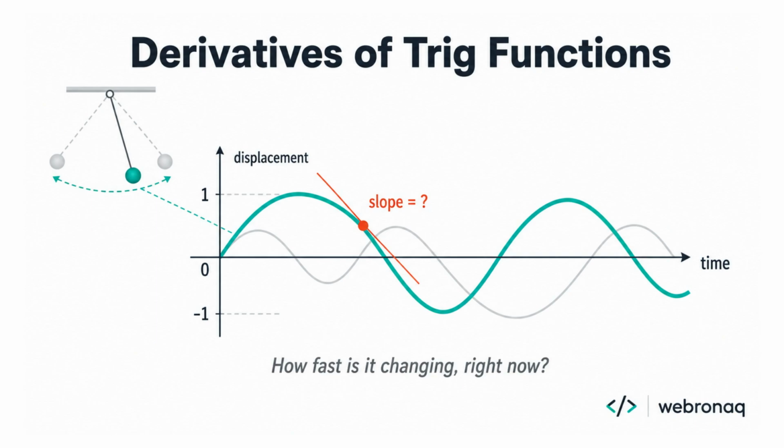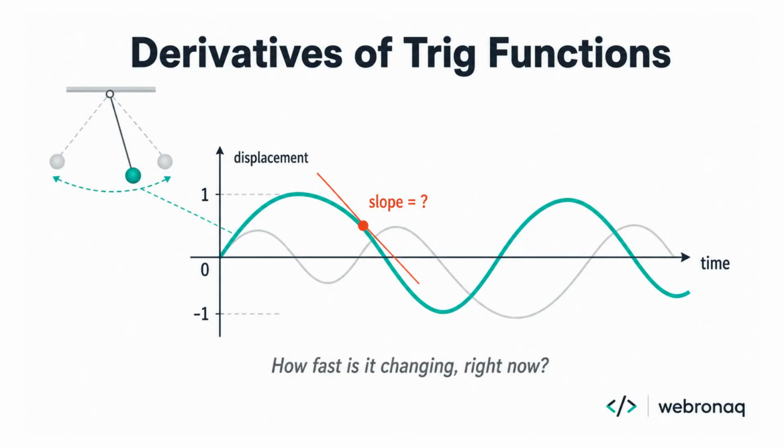Hello friends. Think about a pendulum swinging back and forth, or a sound wave traveling through air. Both of these systems follow a sine curve. But here is the real question. At any single instant along that curve, how fast is the value actually changing? That is exactly what a derivative tells us.